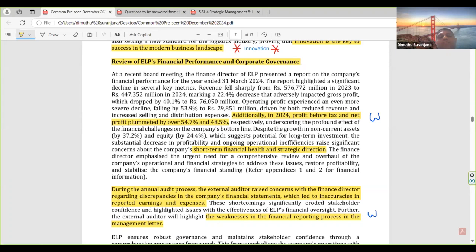They talk about the financial performance at a recent board meeting. The finance director of ELP presented a report on the company's financial performance for the year ended 31st March 2024.